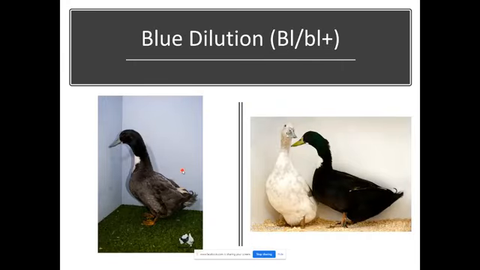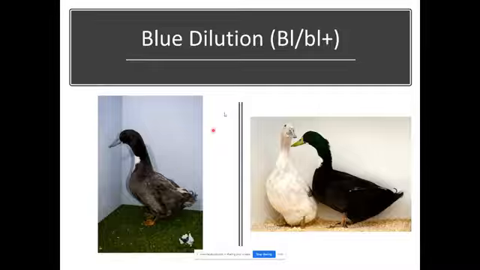The next gene I want to touch on is one called the blue dilution. It's basically called blue dilution because it dilutes black. And the classic breed we can think about with the blue dilution is the blue Swedish, as we have here. It also has a bib gene that we'll come to later.